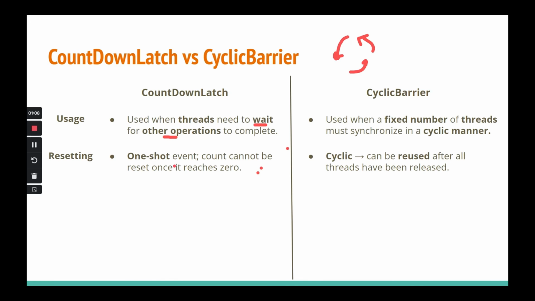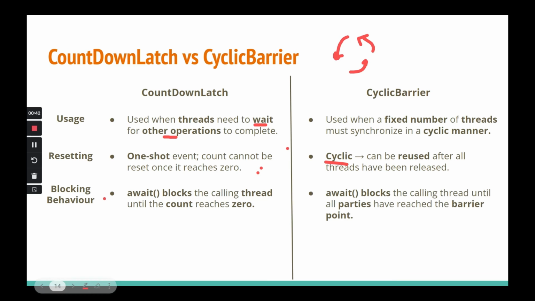Next is the resetting. Countdown latch is a one-shot event. Count cannot be reset back, but since, as the name suggests, it is cyclic, the barrier opens, reopens, gets closed again. So you can reuse it, and the threads participating in the cyclic barrier can again do the same thing. They can again initialize the object and go back to the same logic of trying to reach the same checkpoint.